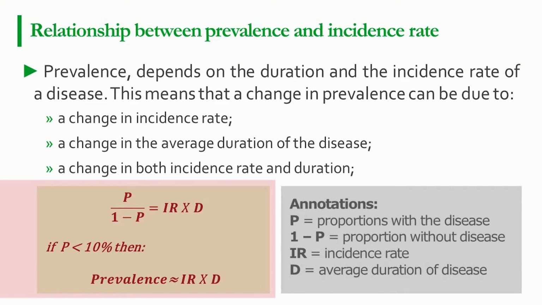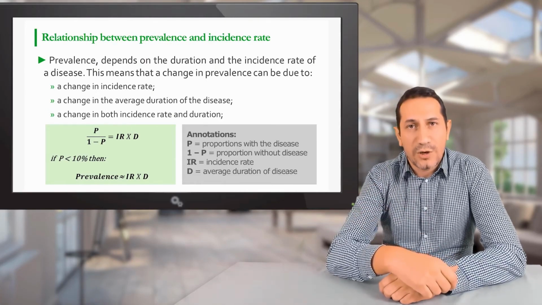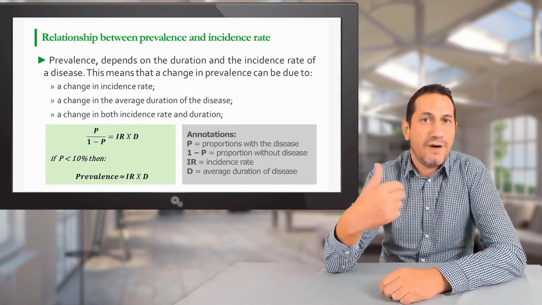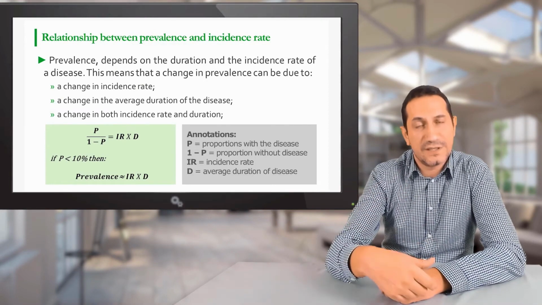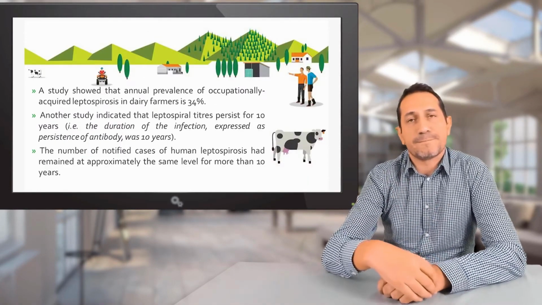is equal to the incidence rate multiplied by the duration of a disease, or let's say the average duration of a disease. However, if the prevalence is lower than 10%, we could assume that the prevalence is almost equal to the incidence rate multiplied by the average duration of disease. If we know two of the components, we could rearrange the formula, so we would find the third component. So rearranging the formula, we would find, let's say, the incidence rate or the duration of disease.